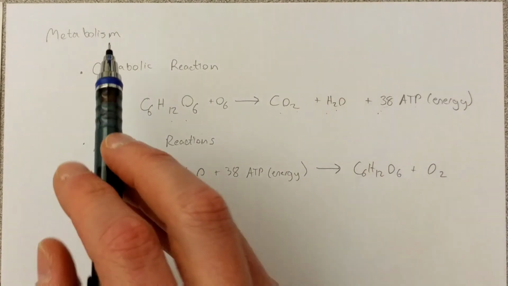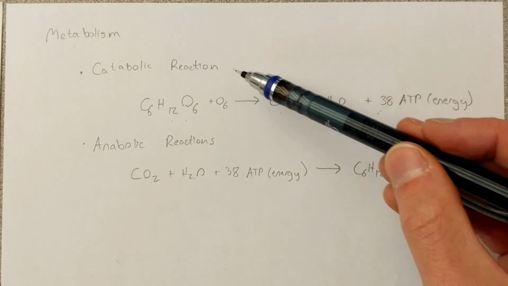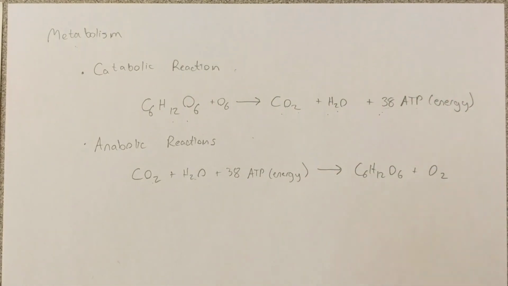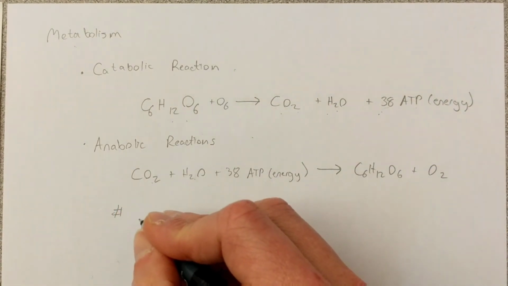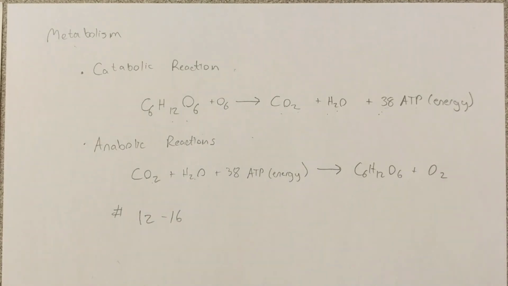So again, metabolism are specific chemical reactions that take place within an organism. There's two types, catabolic and anabolic. You should now be able to answer numbers 12 through 16 on your study guide.